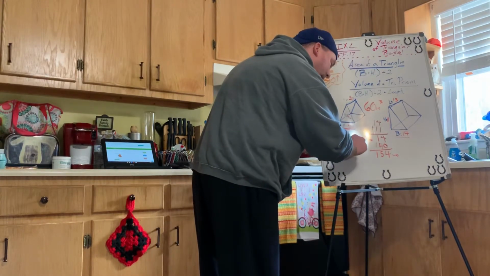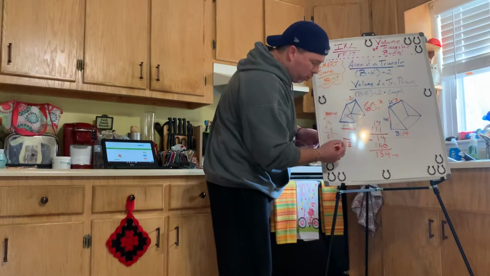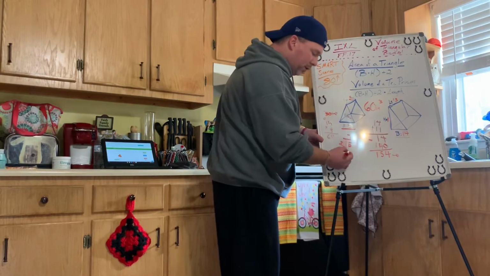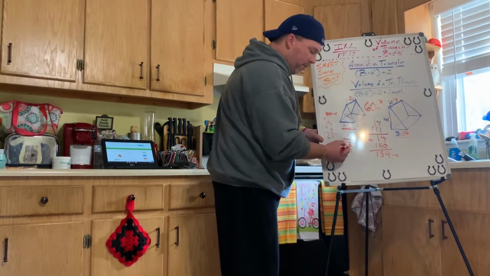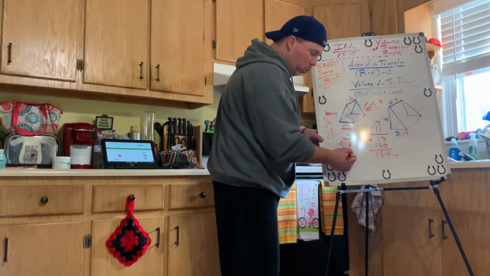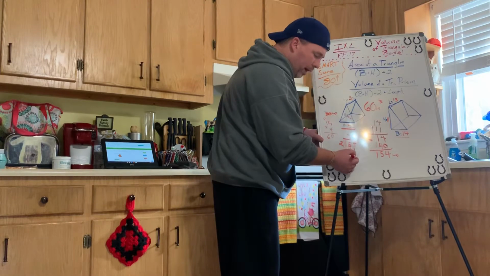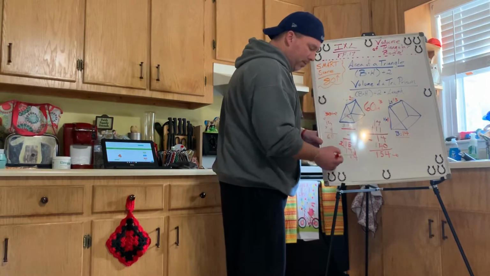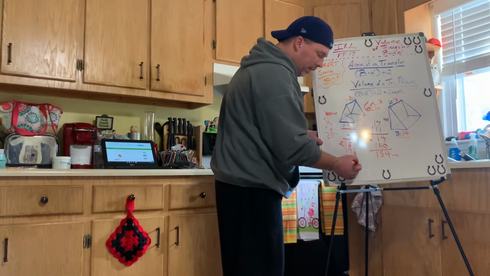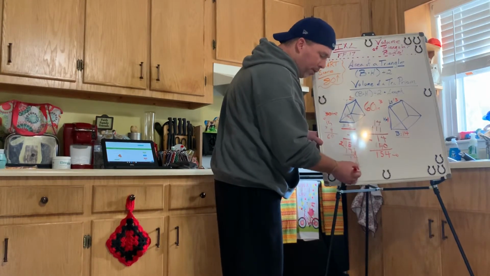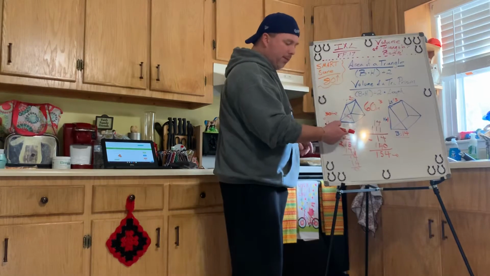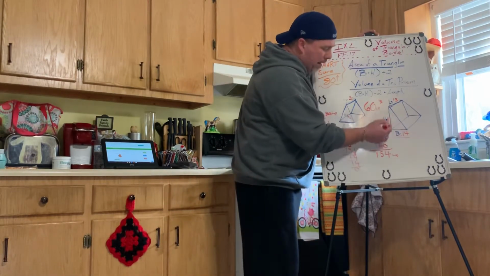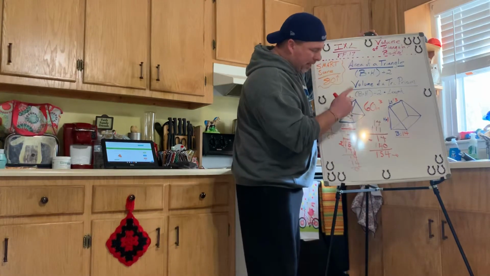154 divided by 2. 2 goes into 15 7 times. 2 times 7 is 14. 15 minus 14 is 1. And this 4 drops. 2 goes into 14 7 times. 7 times 2 is 14. And our problem is done. So now we have 77. Now that gave us the area. The area of this one triangle is 77.